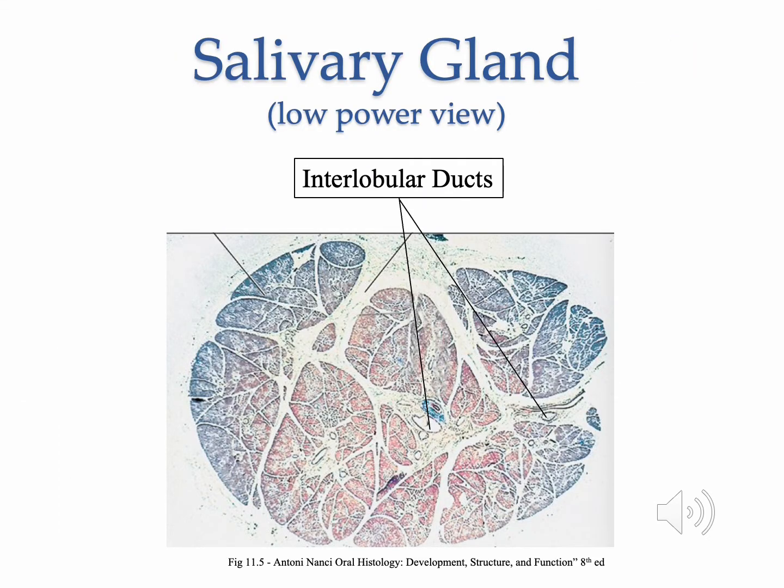Bringing back another slide we've already seen, figure 11-5 of a minor salivary gland. You can see highlighted by the arrows the interlobular ducts, so the excretory ducts located within the connective tissue septae outside of a given lobe.